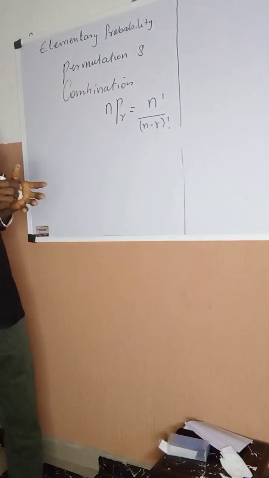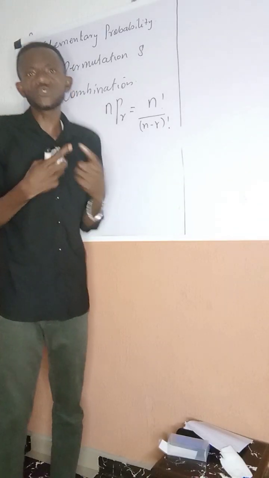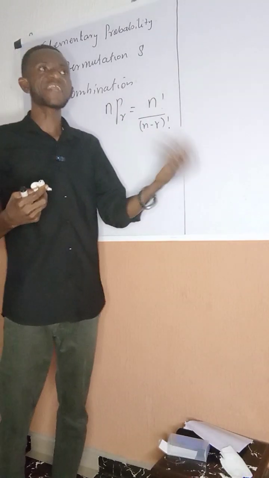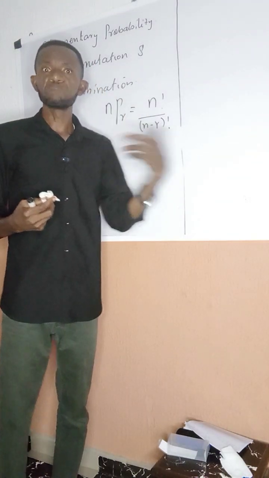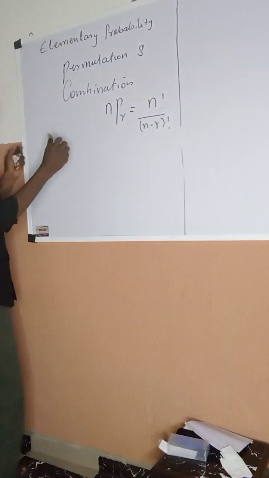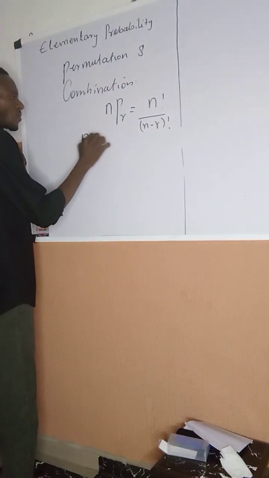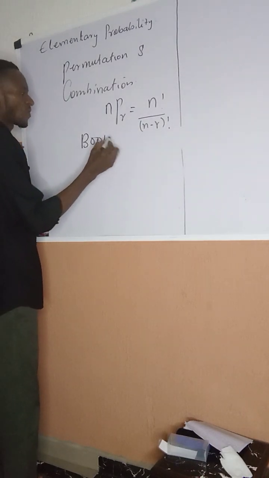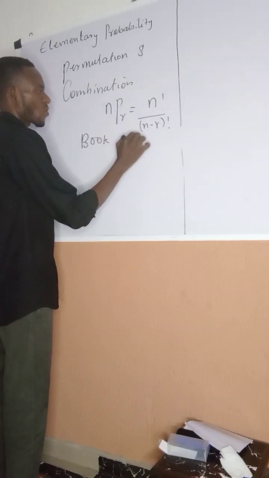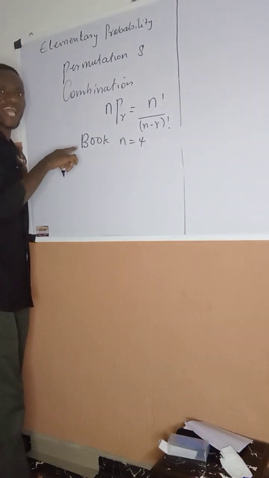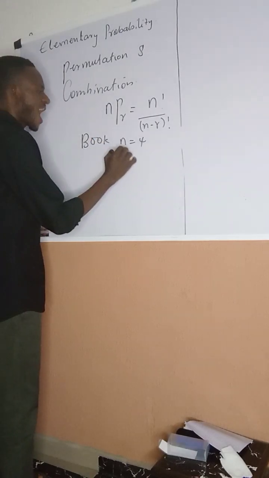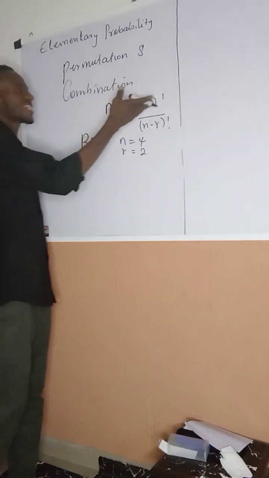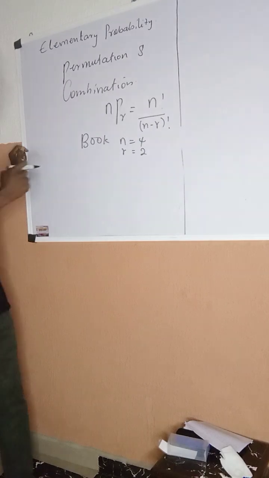So somebody might say, in how many ways can we arrange two letters of the word book, for instance? First of all, we write the word book, B-O-O-K. We count how many letters are in this word: 1, 2, 3, 4. So we have that N equals 4. But we're interested in arranging two letters out of this 4, so my R equals 2. Then I will return back here. Wherever I see N, I will put 4, and wherever I see R, I will put 2.